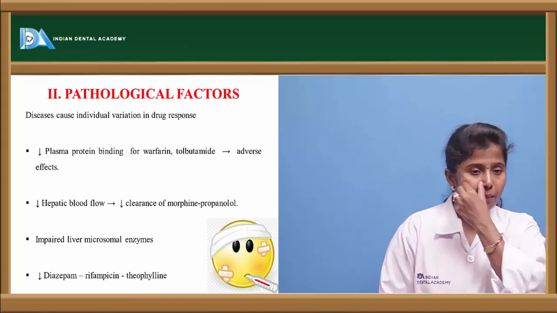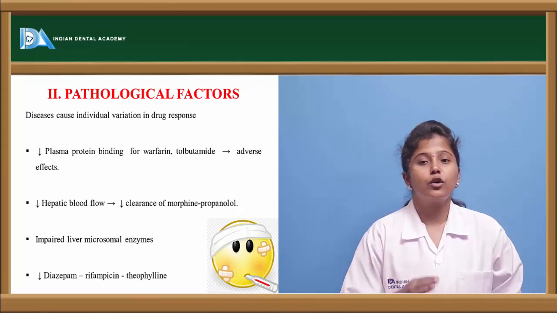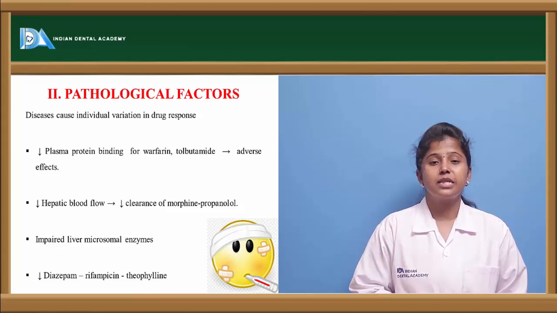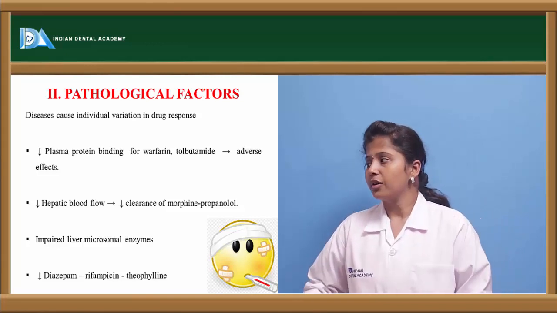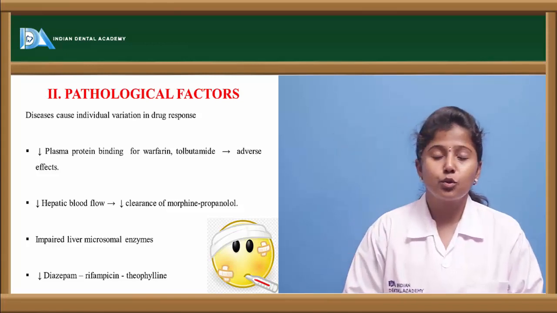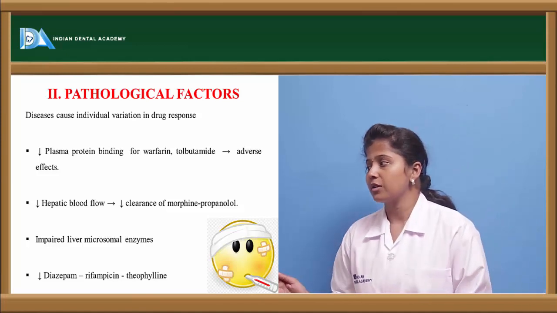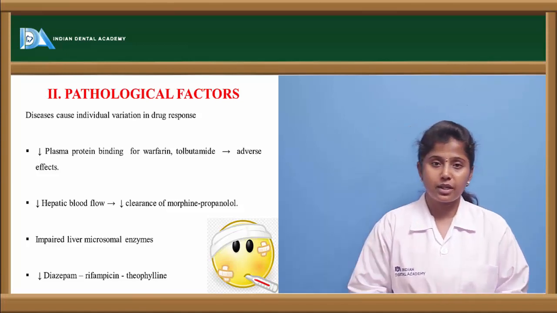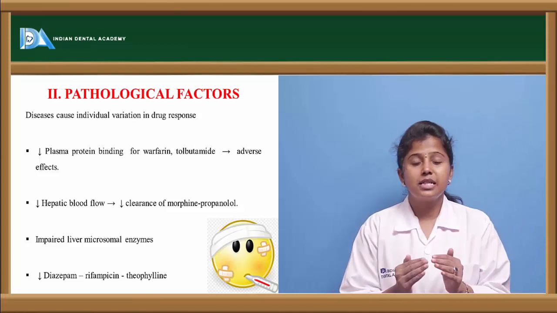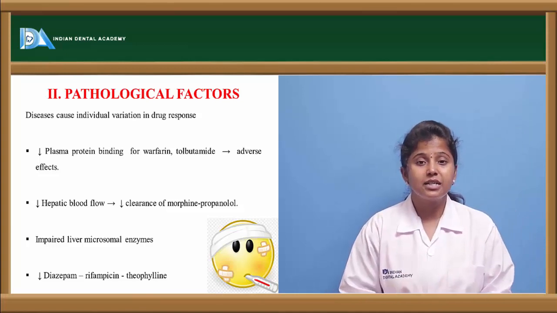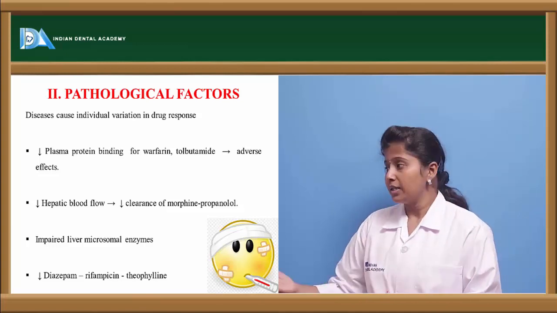Now let us see the pathological changes. So what are the pathological changes which affect the drug response? Here the disease causes individual variations in the drug response. So if we are having any disease, then that disease is also affecting the drug response.